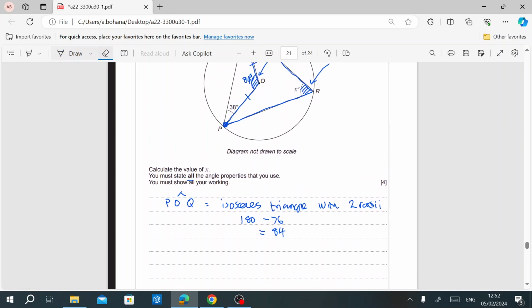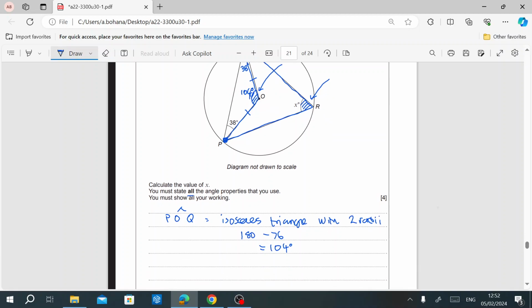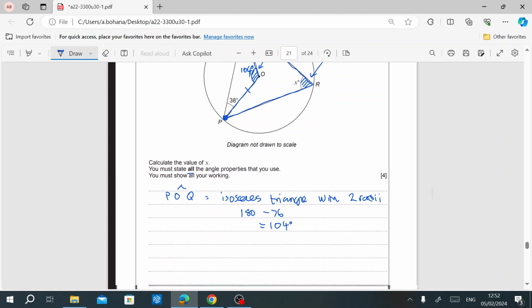Sorry, I've just realized I've done something stupidly wrong here. That should not be 84, that should be 104 degrees. My apologies, sorry. It's 104 degrees. There we go. So that should be 52 degrees there, okay?